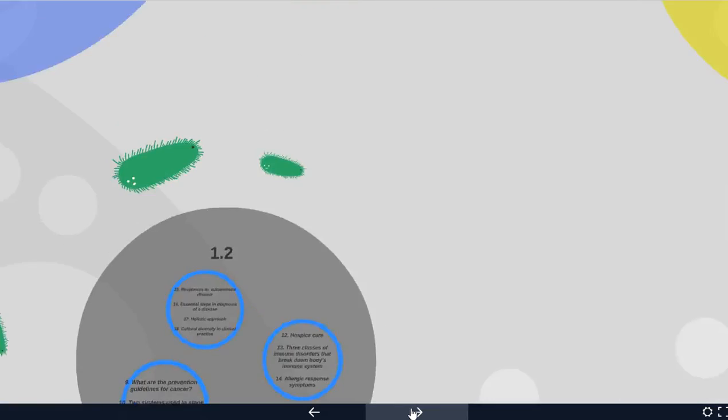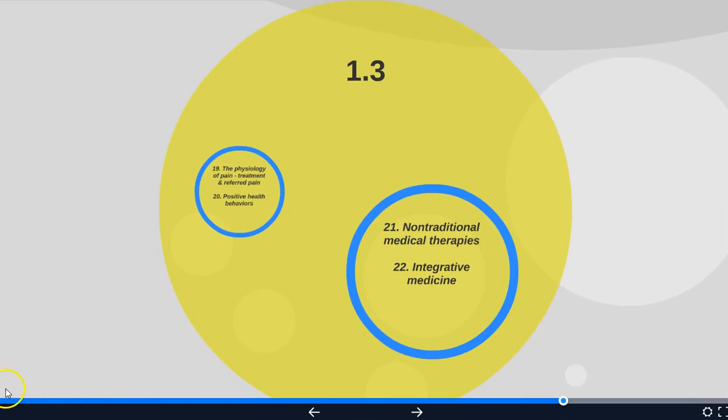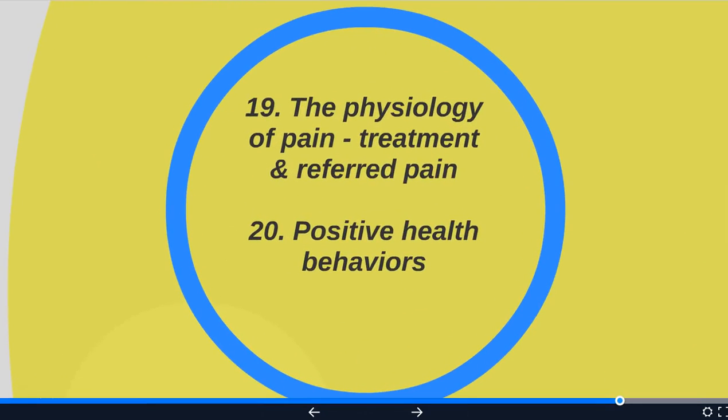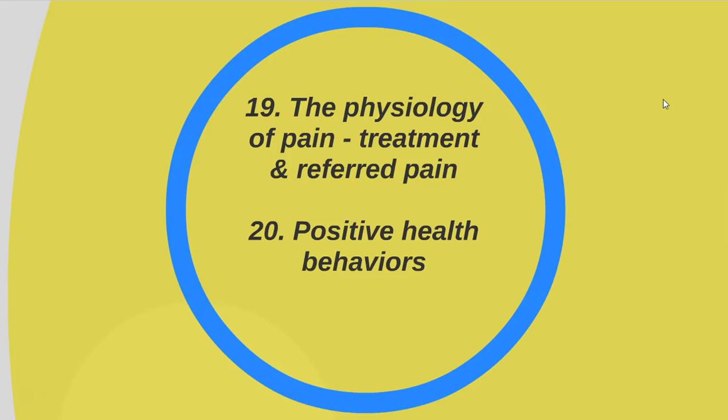All right. So for lesson 1.3, let's look first at the physiology of pain, of treatment, and the treatment and referred pain. So pain can be either physiologic or psychologic. You can have definitive feelings of pain, or it can be psychologic pain, where it's a little bit more on the mental side of things.